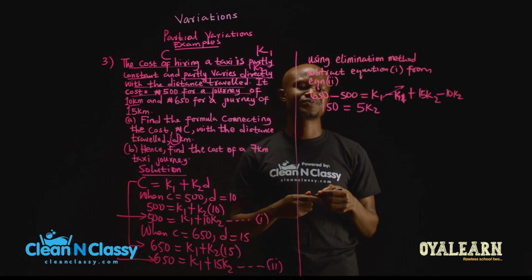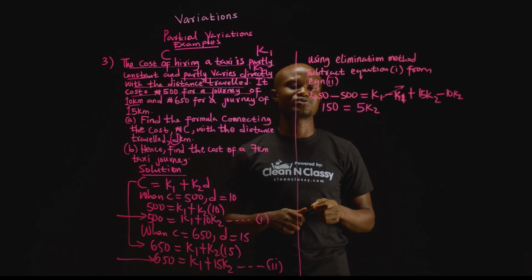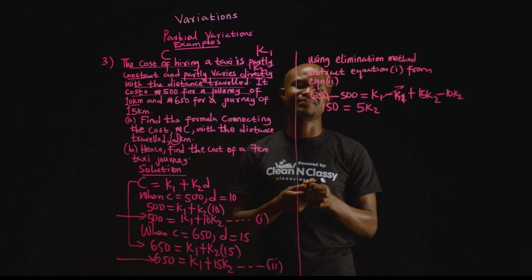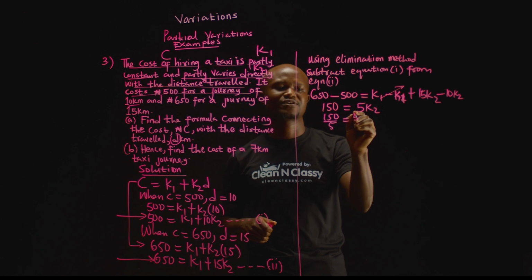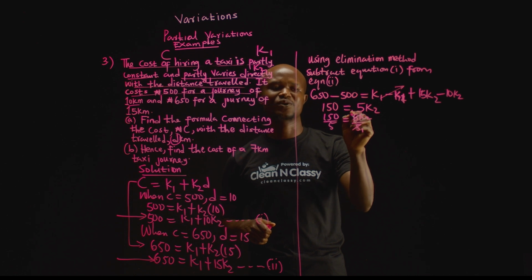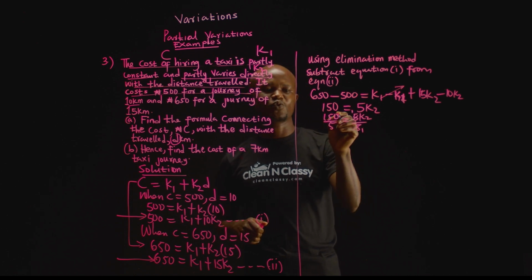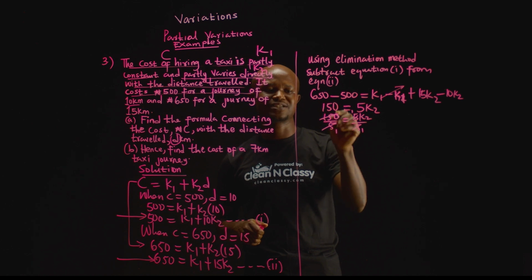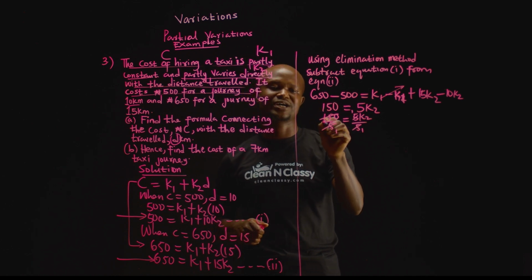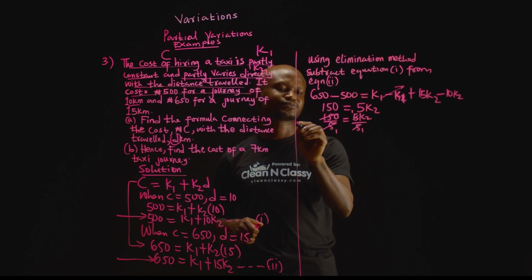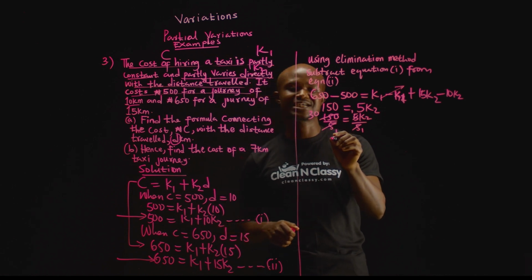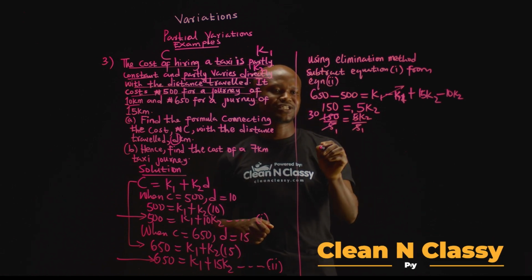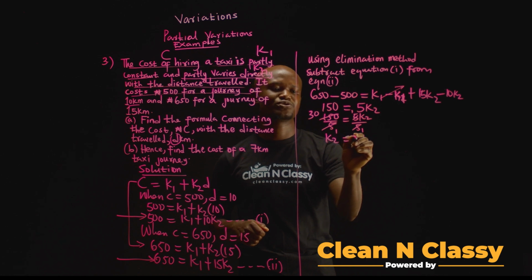So we need to get K2. How do we get K2? The coefficient of K2 here is 5, so we divide both sides by 5. Dividing both sides by 5, 5K2 divided by 5 gives K2. Then 150 divided by 5 is 30, because 30 times 5 is 150. So in this case, K2 equals 30.